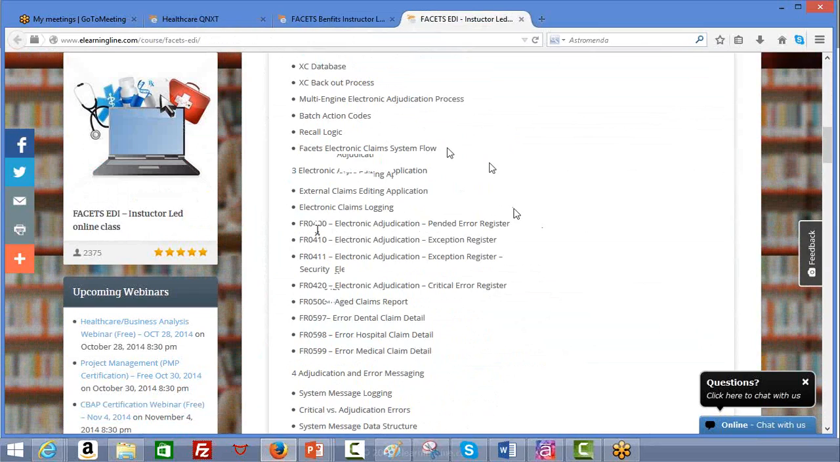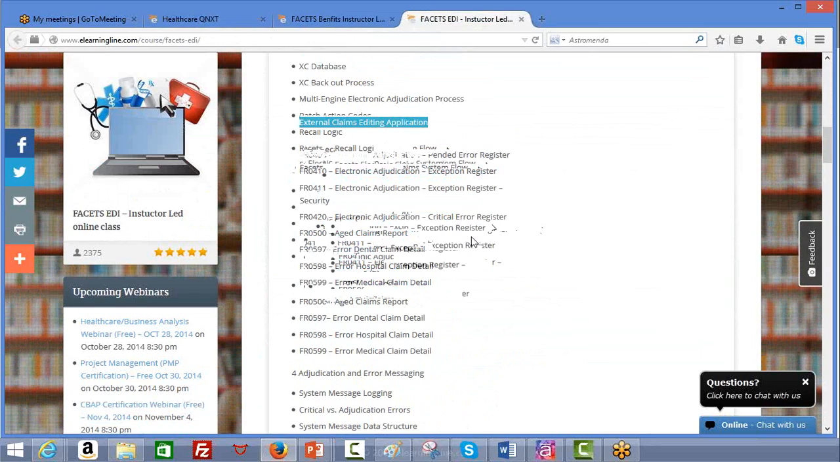You can monitor the process with the help of all these reports. So these are the different types of reports which are already in place, which are getting used by the different clients. Then what are the different error messages which you can expect during the adjudication process? Those things are also explained and elaborated, along with their structures.